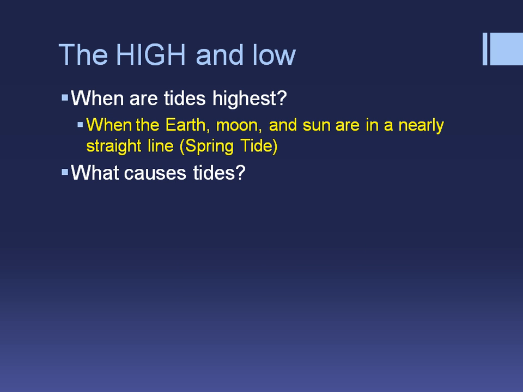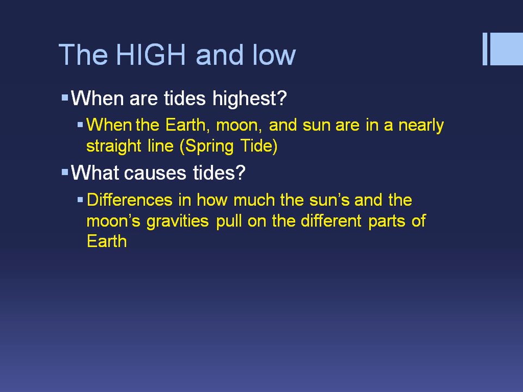Next one is, what causes tides? Tides are caused by differences in how much the sun's and the moon's gravities pull on the different parts of Earth. We looked at that in the investigation as we used the models to compare the different tide levels. And when you have the sun and the moon pulling on it, both of them pull just enough to start showing an effect of getting a little bit more of an increase of water in different areas.